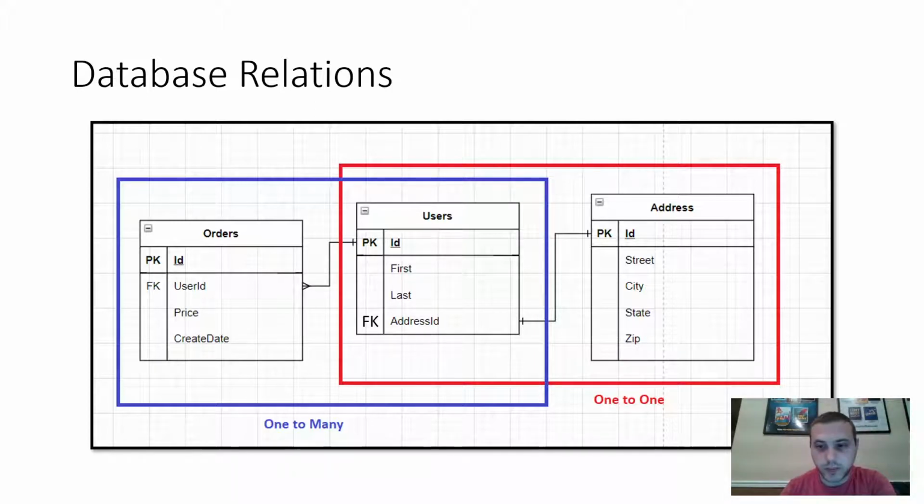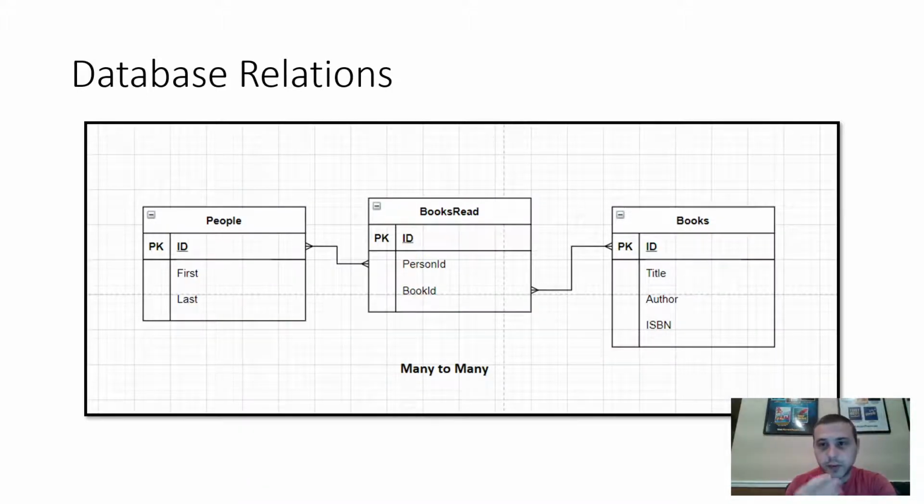So let's go to the next slide. Now I'm going to describe many-to-many. This is kind of the same example that I talked about earlier. You have people and you have books, right? You have a table of people. That table has the people's first name and last name. And then you have a table called books, which has the title of the book, the author of the book, and the ISBN number.